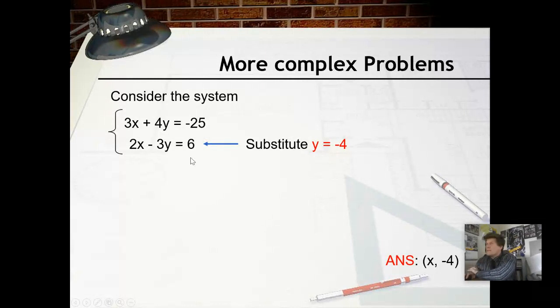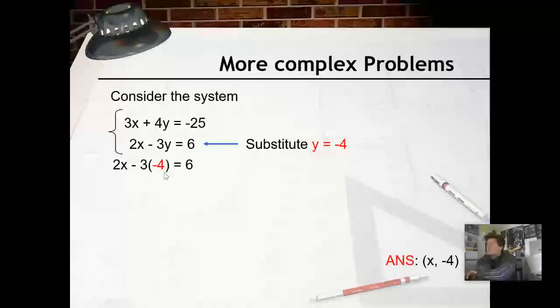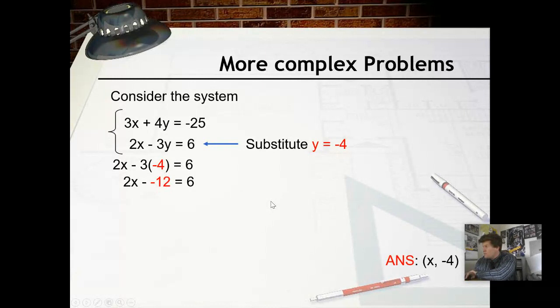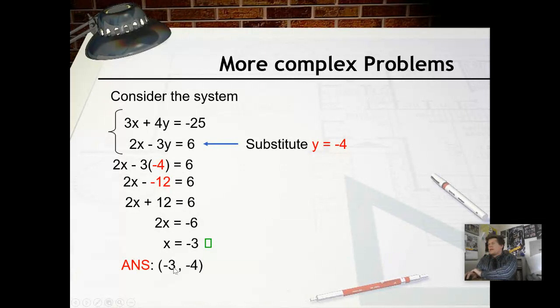Our y was negative 4, so instead of negative 3 times y, I'm going to have negative 3 times negative 4. Negative 3 times negative 4 becomes 12. Get rid of that plus 12 by subtracting it. 6 minus 12 becomes negative 6. Get rid of that 2 by dividing. Negative 6 divided by 2 becomes negative 3. So our final answer, negative 3 comma negative 4.